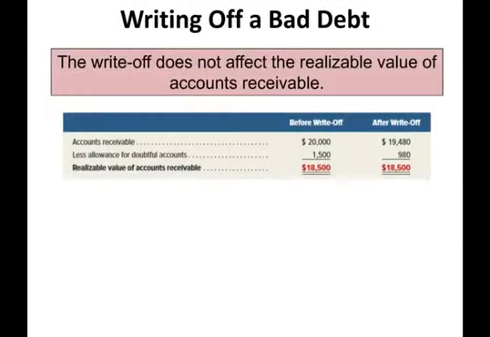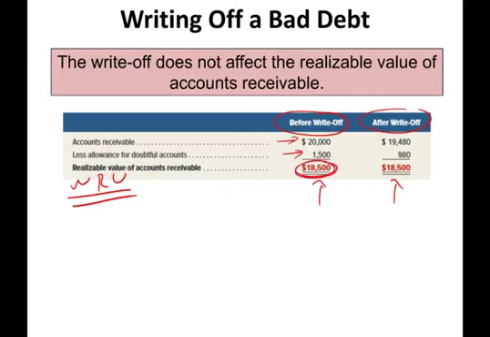So notice, before the write-off and after the write-off, the net realizable value is the same. Before we wrote off J. Kent's account, the account receivable was 20, the allowance was 15, the net realizable value was 18,000. After the write-off, we reduced this account by 520, and we reduced this account by 520. The net realizable value is the same. So simply put, writing off an account does not affect your net realizable value.